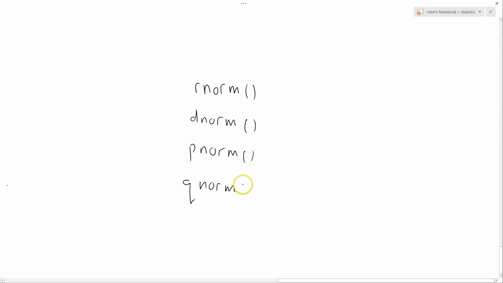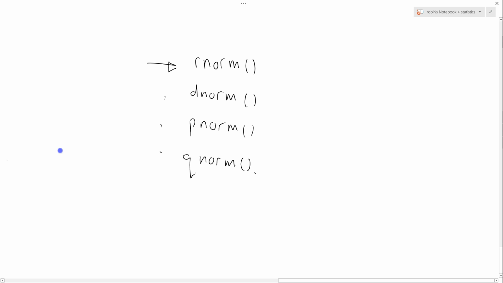Okay, I'm going to talk about the four normal distribution functions in R. We've got rnorm, we've got dnorm, we've got pnorm, and we've got qnorm. Sometimes when you indicate a function in R, you put open close brackets like that. Okay, and this screencast is going to be about rnorm, and I'll cover the others subsequently.